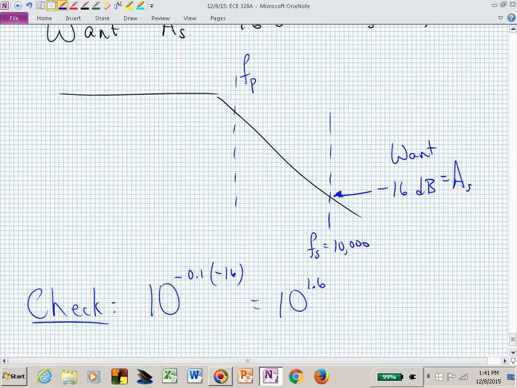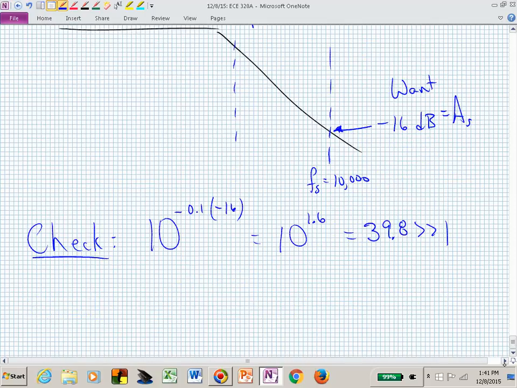Now what's 10 to the 1? 10. What's 10 to the 2? 100. So we're somewhere between 10 and 100. If we compute this, we would find that that's 39.8, and we're saying that's much bigger than 1. 40 is bigger than 1, and that's okay.